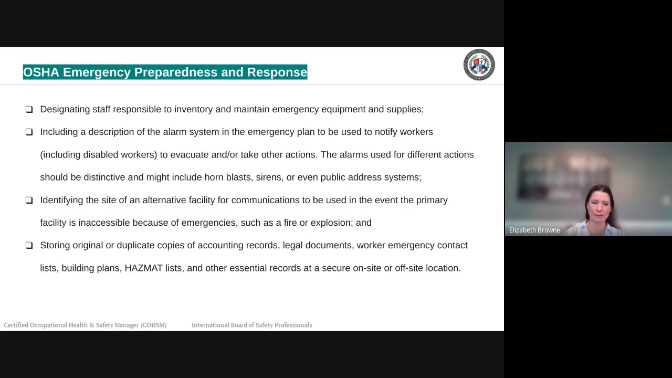Also, we would want to have a plan to store or have duplicate copies of important legal and accounting records as a backup if some property damage were to occur, so that we can consider our business continuity.